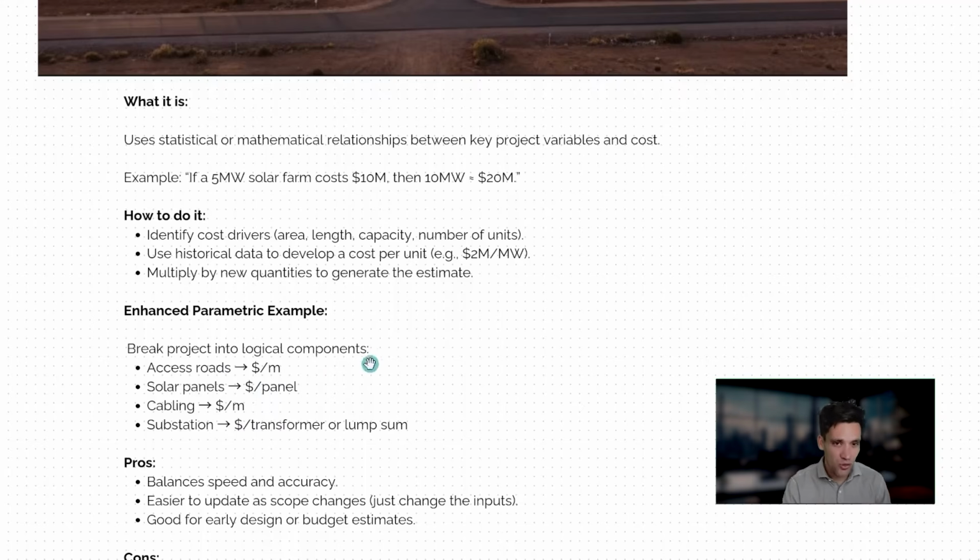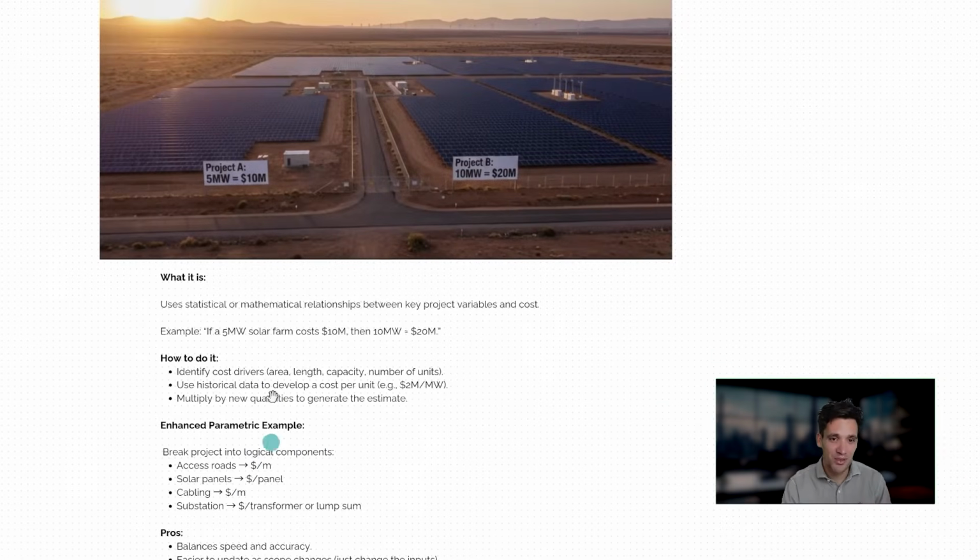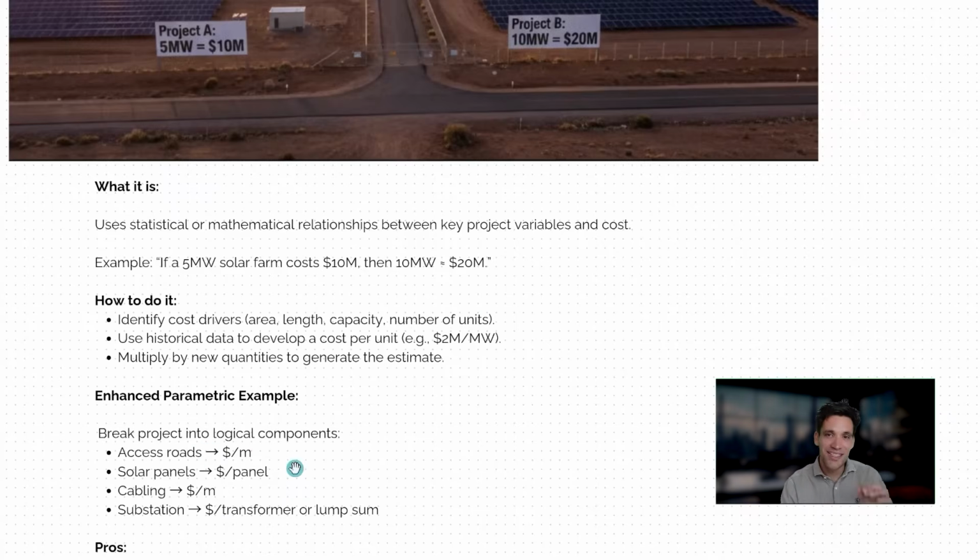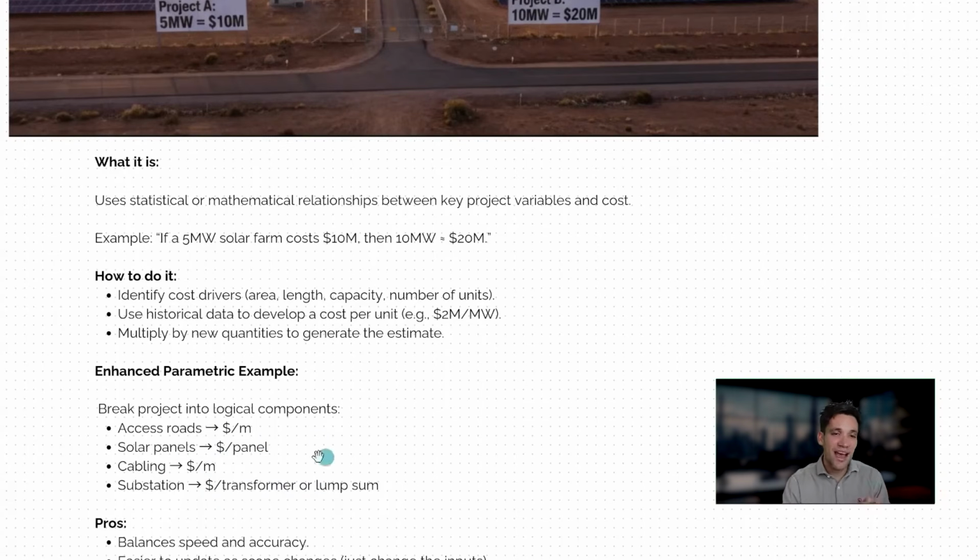So for example, our solar farm, we can really break down in a bit more detail. We've got the length of access roads. We've got the number of solar panels, which is going to be driven by the megawatts. Maybe we've got linear meters of cabling, and we know whether or not we've got a substation, number of inverters or whatever. Basically, you break it down into each of those items, and then you come up with a cost per unit for access roads, solar panels, cabling, substation, whatever. This is just going to add a lot more detail.